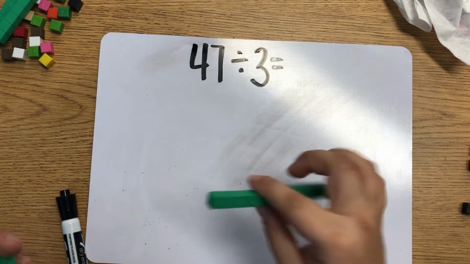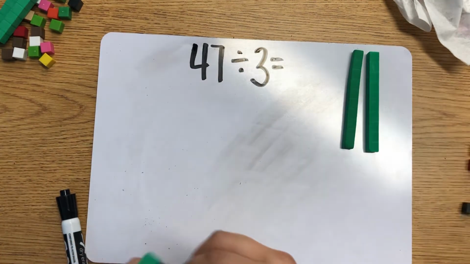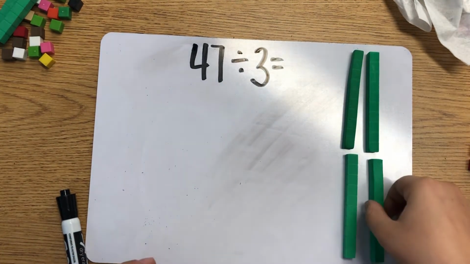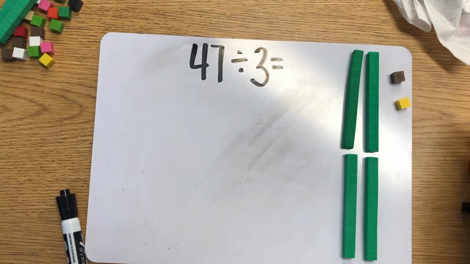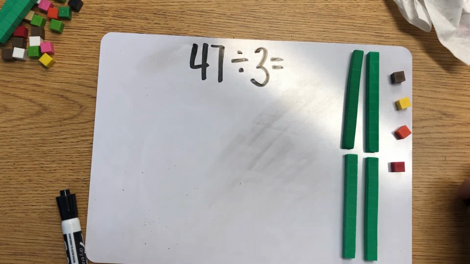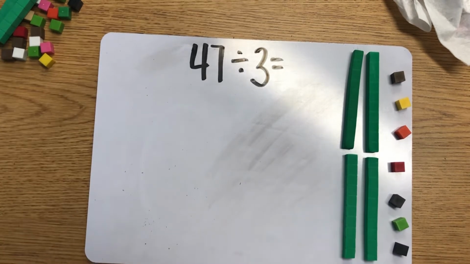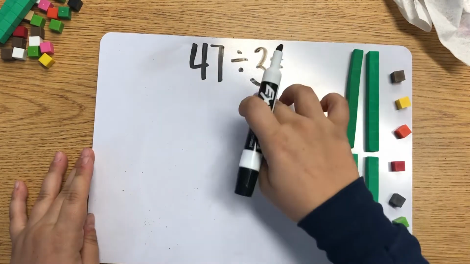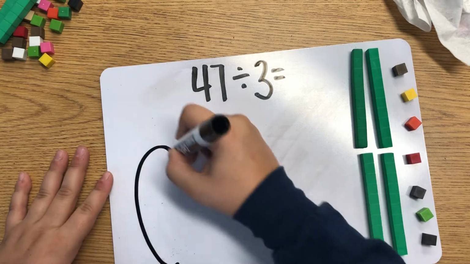So 47, so I'm going to give you 10, 20, 30, 40, there's 40, and then I have 7 1s. So 1, 2, 3, 4, 5, 6, 7. So my dividend is 47, sorry. And my divisor is 3. So I'm going to have 3 groups. I need to split up 47 into 3 groups.